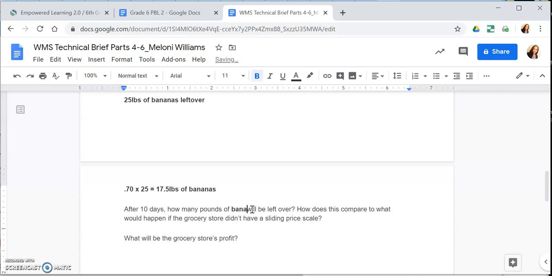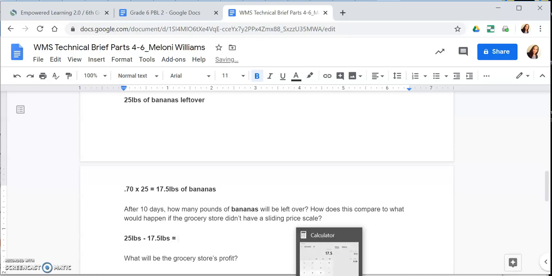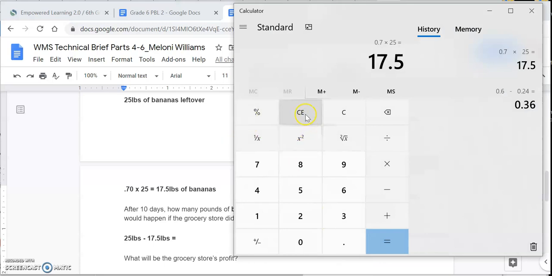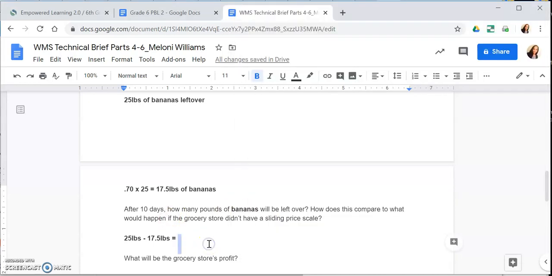So again, we are selling bananas. This says, after 10 days, how many pounds of bananas will be left over? How does this compare to what would happen if the grocery store didn't have a sliding price scale? So we know that of the 25 pounds of bananas, we sold 17.5 pounds at the discounted price. So now we have to see how many pounds of bananas we have left over. Let's do the math. 25 pounds minus 17.5 pounds equals 7.5 pounds left over.